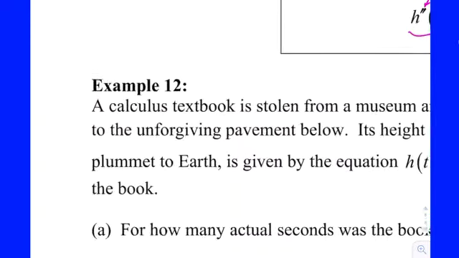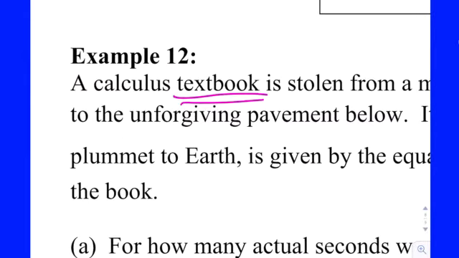All right, so let's look at this right here. Example 12. A calculus textbook. Now, let's stop right there. What the heck is that? What is a textbook? Well, if you ever go to an educational museum, you'll see textbooks on display. We used to have them, and basically it was everything that's in your iPad for that subject, but it was outside the iPad. You could take it with you wherever you went.